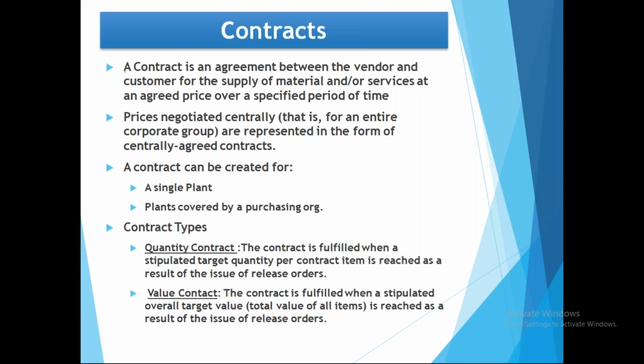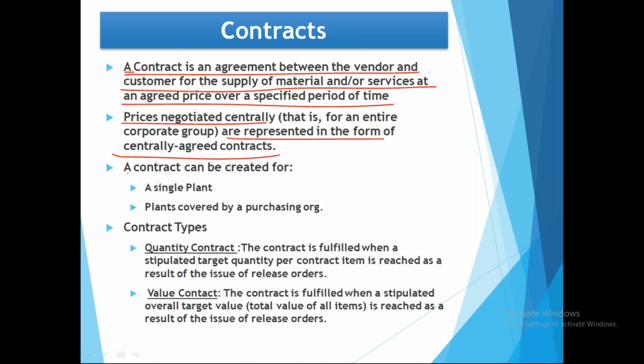A contract is an agreement between the vendor and customer for the supply of material or services at an agreed price over a specified period of time. So a contract is basically an agreement between our organization and our vendor for an agreed price over a specified period of time. Prices are negotiated centrally or represented in the form of centrally agreed contracts. I will show you this in the system.